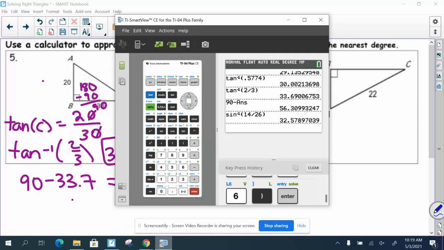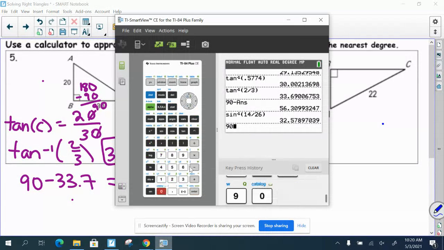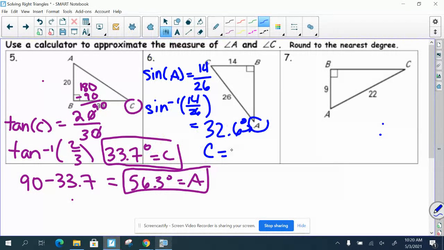So 32.6. And then to get angle C, that's angle A. So C will be 90 minus that, minus 32.6. So 57.4. So those are our answers.